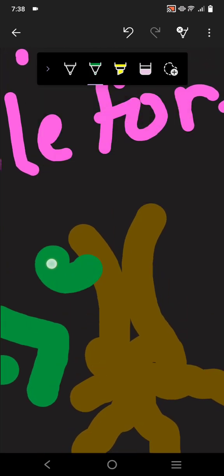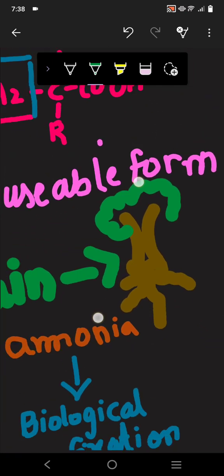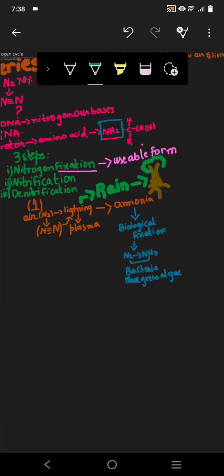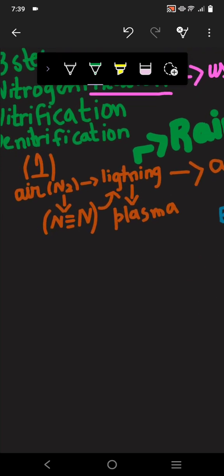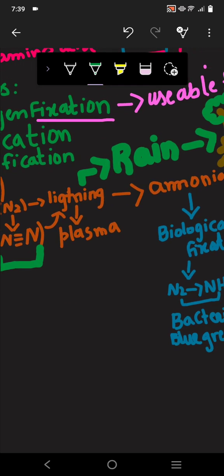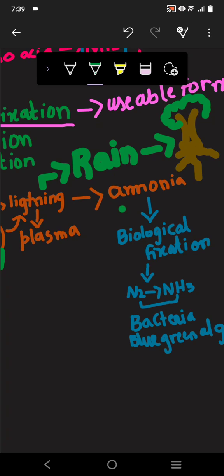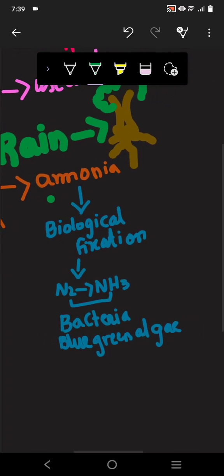The nitrogen will be going to the roots of the plant. So this is how the nitrogen is being provided to living organisms, or you can say living plants. This is the first process, by lightning, because lightning contains a lot of high energy, and we require a lot of high energy to break this bond. And when this bond is broken, nitrogen will join with hydrogen and form ammonia. Then with ammonia we will do the further process.